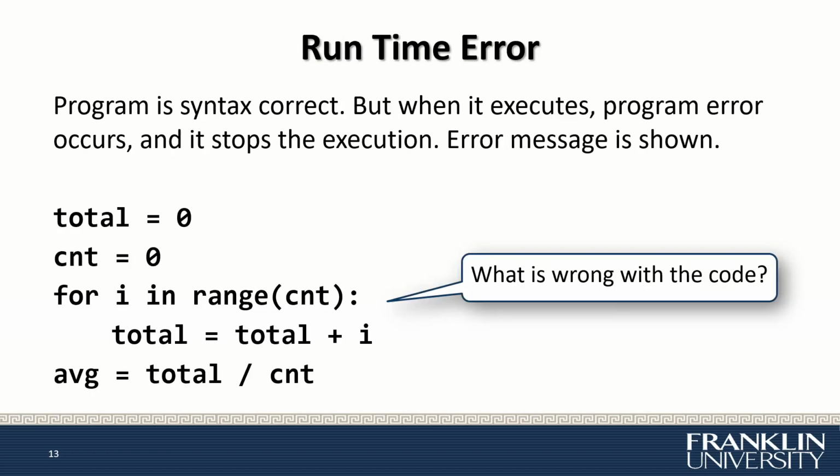Runtime error: the program syntax is correct, but when you execute, the program errors. What's wrong in this code? Total equals 0, count equals 0. For i in range count, total equals total plus i. You might not know what this program does yet, but look at the last statement. Total gets incremented or updated in the loop.